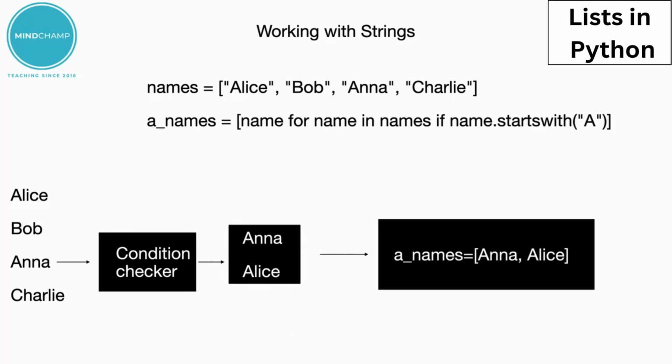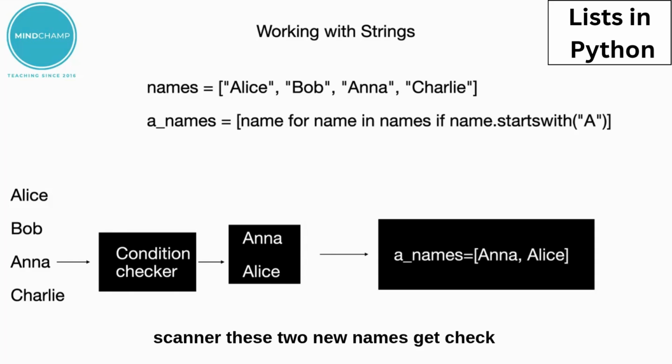Alice, Bob, Anna, Charlie. These are my inputs, right? From the list names. Now I want to create a new list with only names that start with the letter A. So it will go through a condition checker. It will check which of these four names start with A. Anna and Alice, right? Only those will be used and those will be stored in the new list a_names. It's working like a scanner.